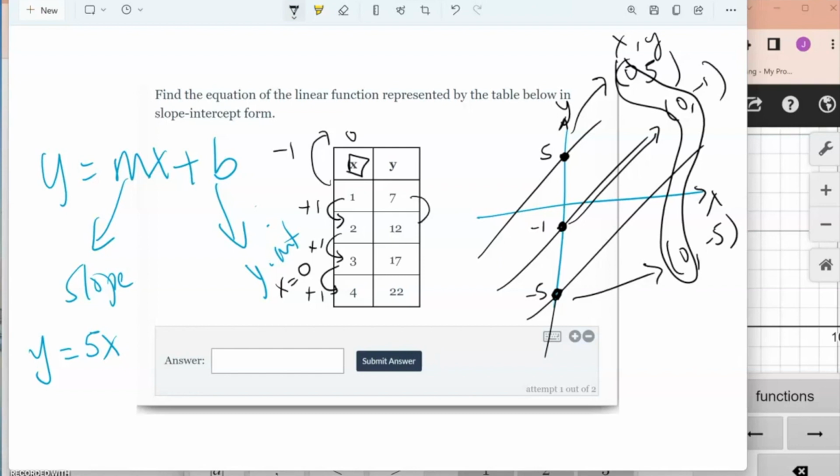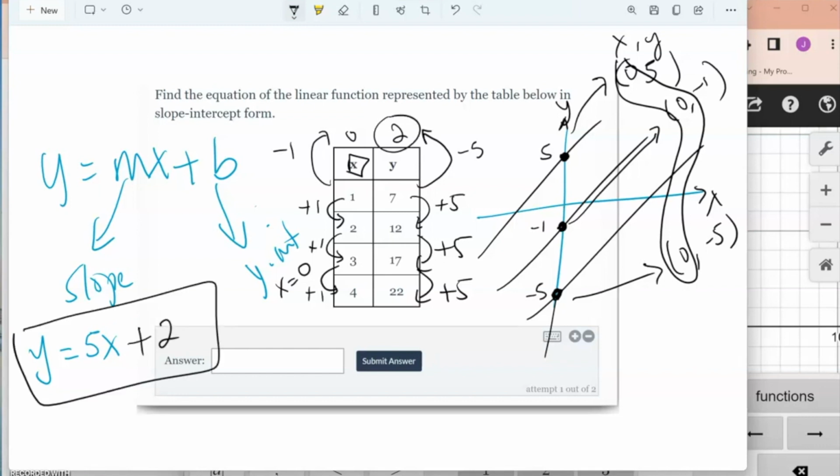So each time, what am I doing here? To get from 7 to 12, I am adding 5. From 12 to 17, I am adding 5. I'm adding 5 each time, right? So if I want to go backwards, I'm going to subtract 5. If I only need to go back one more time, I subtract 5 from 7, which gives me 2. So my y-intercept is equal to 2. So 5x plus 2 would be my answer.